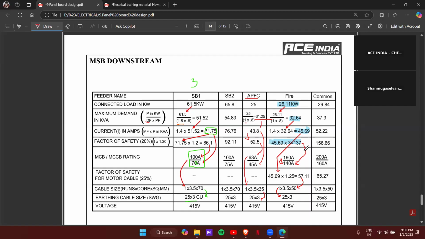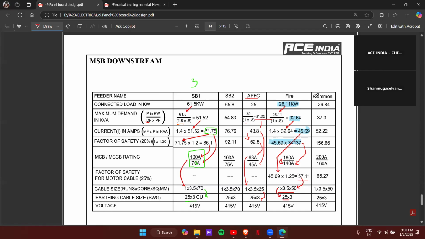And for cables, again 25% you have to consider, so that will be 57.11. Based on 57 you have to take 1 run, 3.5 core and 50 mm square, then the earthing. This is not the connection going to the motor, this is the connection going to the panel. So that's why we are not using a 3 core cable, this is a 3.5 core cable.